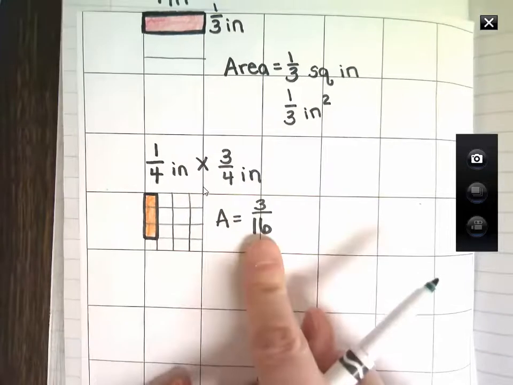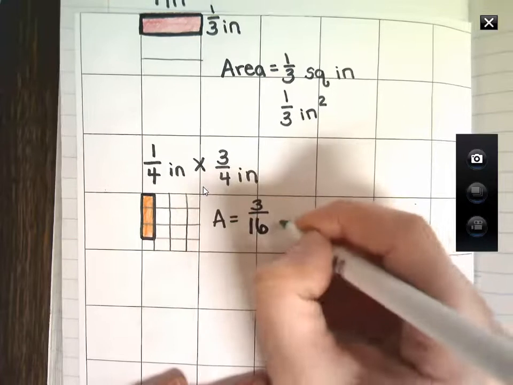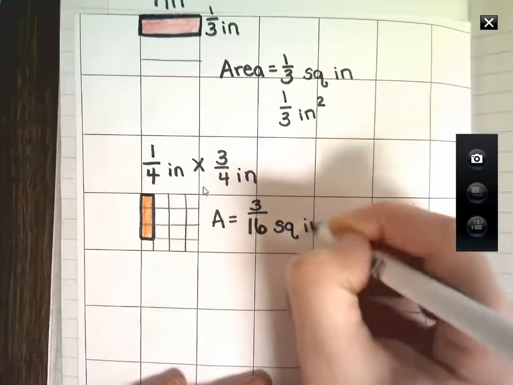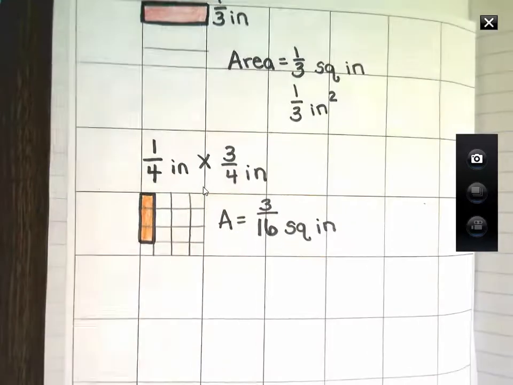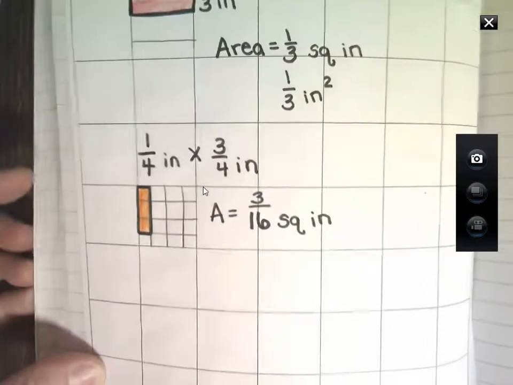So let's finish labeling our area. Area equals 3/16 square inch, or inches squared, however you wish to write that. Okay, let's do one more. This time I'm going to go ahead and give you the dimensions.